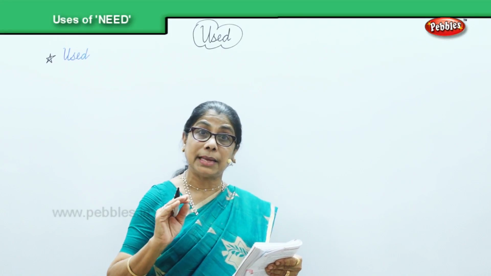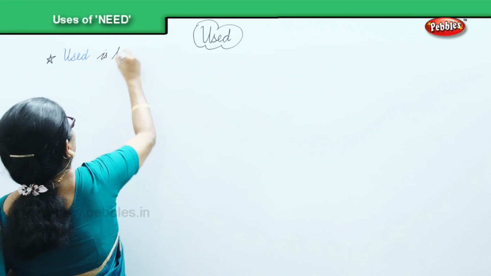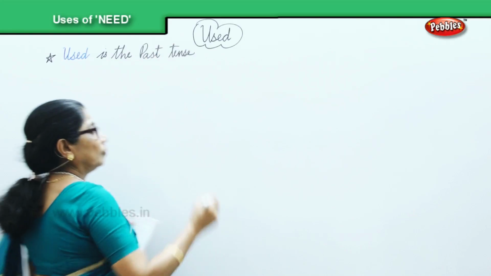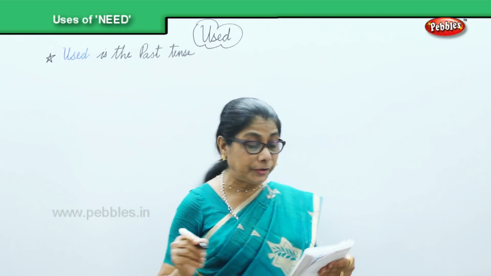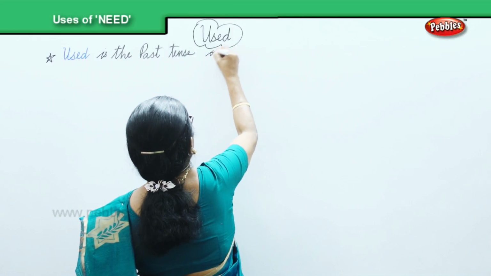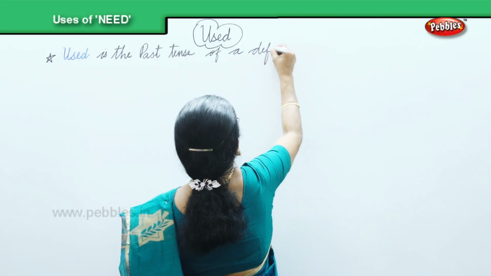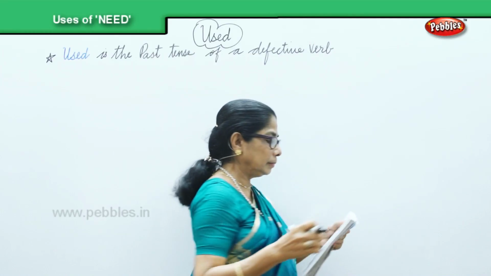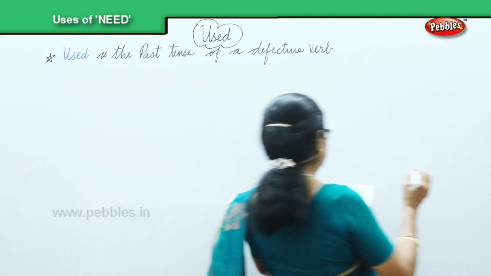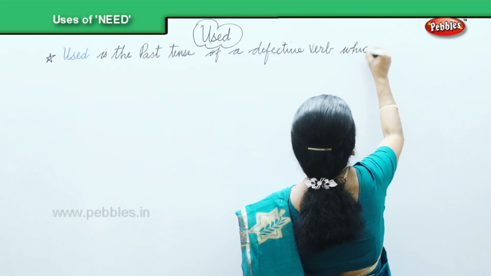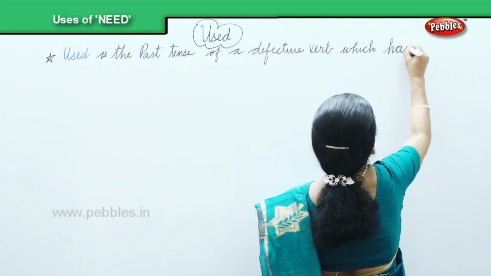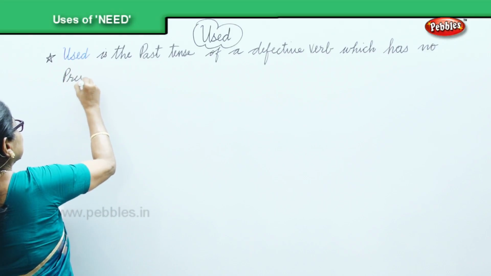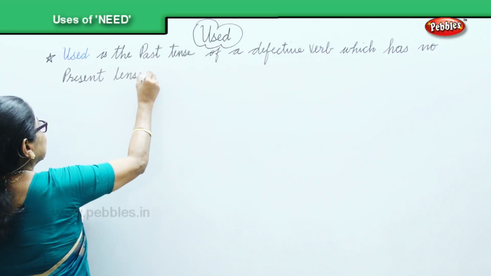Used is the past tense. Used is the past tense of a defective verb which has no present tense.